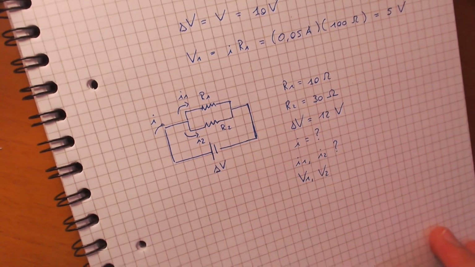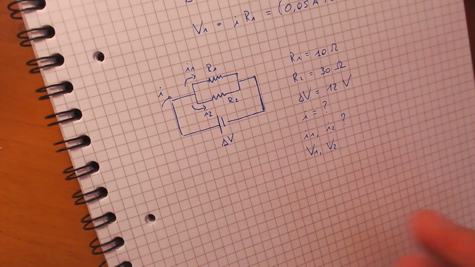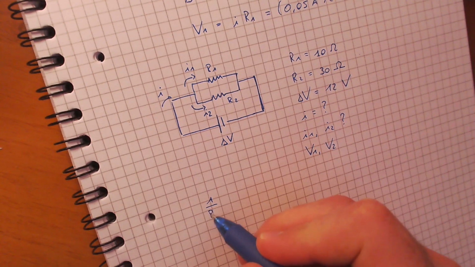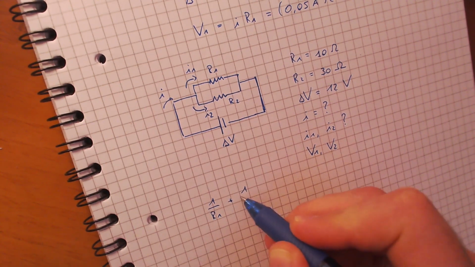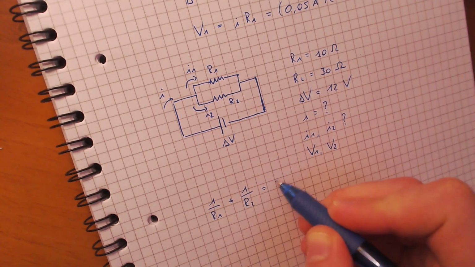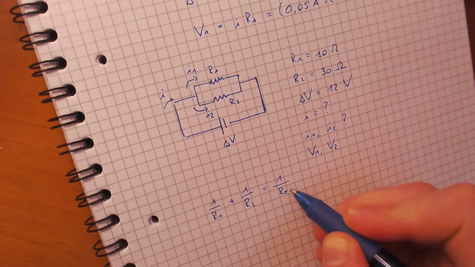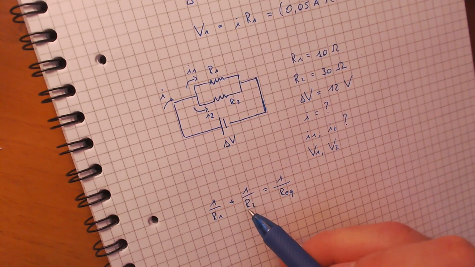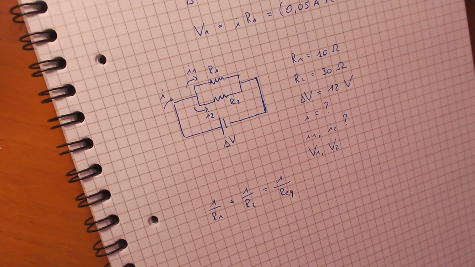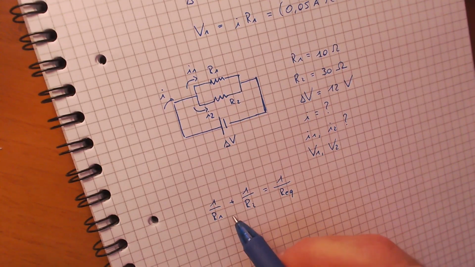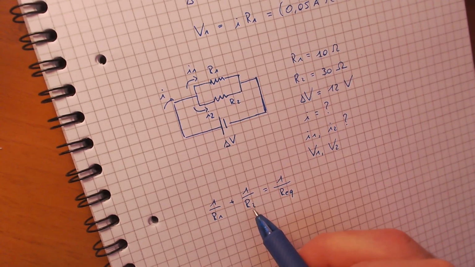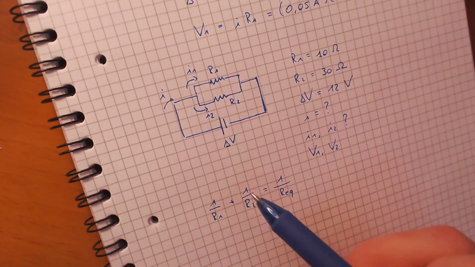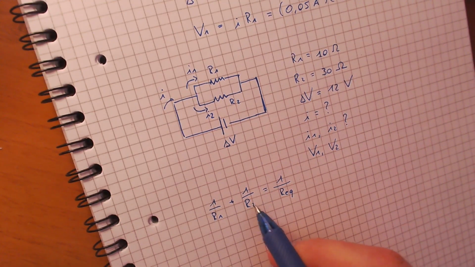So we know from the theory that the sum 1 over R1 plus 1 over R2 will be 1 over the equivalent resistance. So previously, as the resistors were in series, we had just to add the two resistors, but now since the two resistors are in parallel we have to consider this relation.